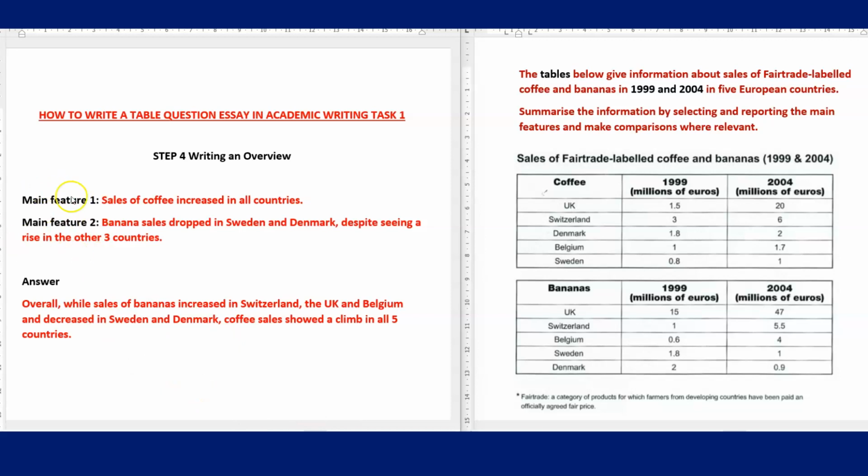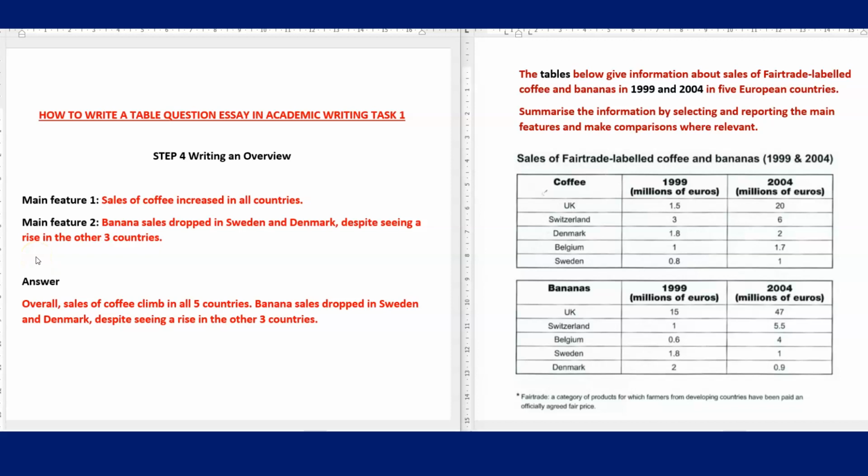So out of the main features, we are just going to pick those three main features and use them to write the overview. So we saw two main features from our planning. We saw that the sales of coffee increased in all the countries, and also banana sales dropped in Sweden and Denmark despite seeing a rise in other three countries.